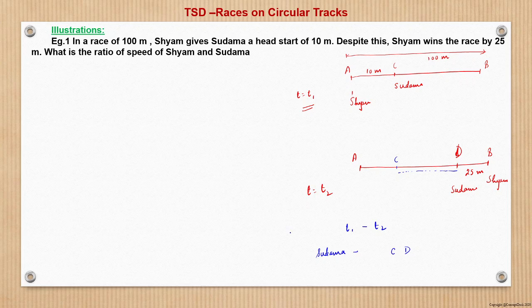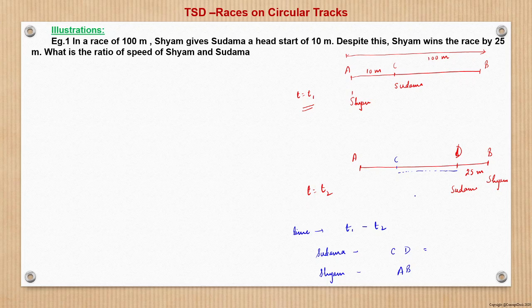And in the same time, Shyam covers the distance A to B, right? AB. So time is same. Time duration is t2 minus t1. In that same time duration, whereas Shyam covers a distance AB, Sudama covers a distance CD, right?